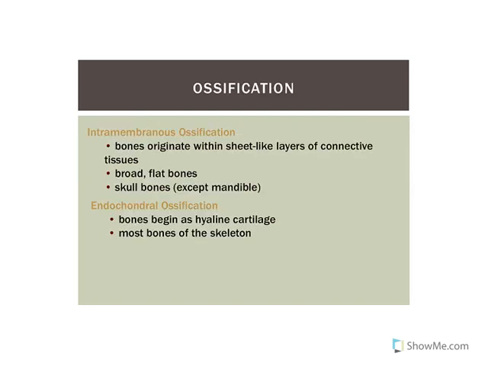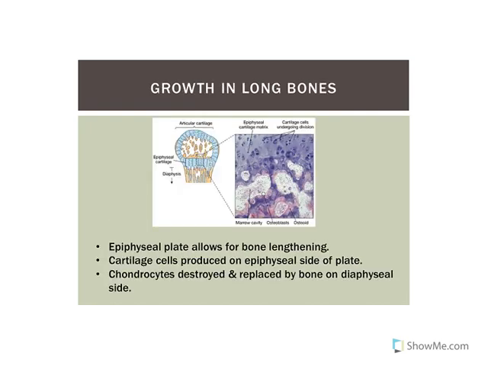Now, most bones in your body were formed from endochondral ossification, which means they began as a hyaline cartilage model, which then eventually was replaced by bones. But the skull bones, except the mandible, your broad, flat bones, developed from what we refer to as intramembranous ossification. So it was kind of like a sheet-like membrane of connective tissue that eventually was converted to bone. I'm going to show you what endochondral ossification looks like, since most of the bones in your body developed from this model. Now, growth in long bones definitely occurred from the hyaline cartilage model.